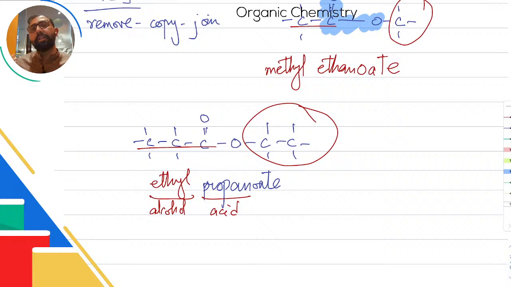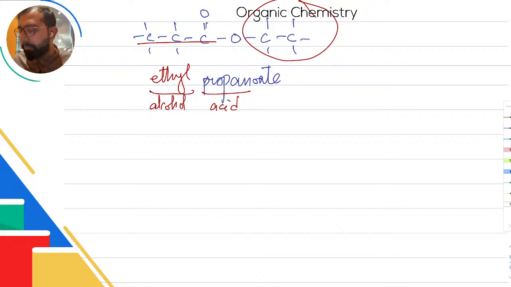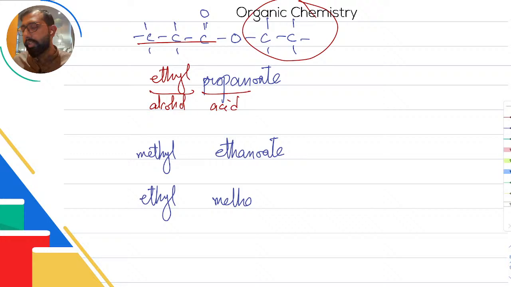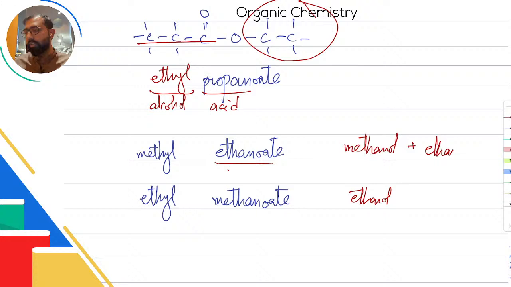Now, here's the thing. If I ask you, I want to make methyl ethanoate and ethyl methanoate. What should I use to make them? So all you gotta know is that the branch comes from alcohol. So this is meth, so I need methanol. This is eth, I need ethanol. So this is from ethanol, this is from methanol. And what about this one? This comes from the acid. So I will react it with ethanoic acid. And this comes from the acid, methanoic acid. And there you go. That's how you name esters.